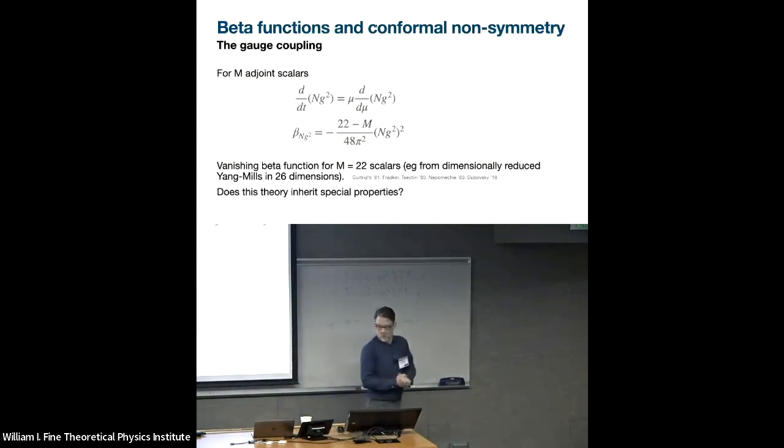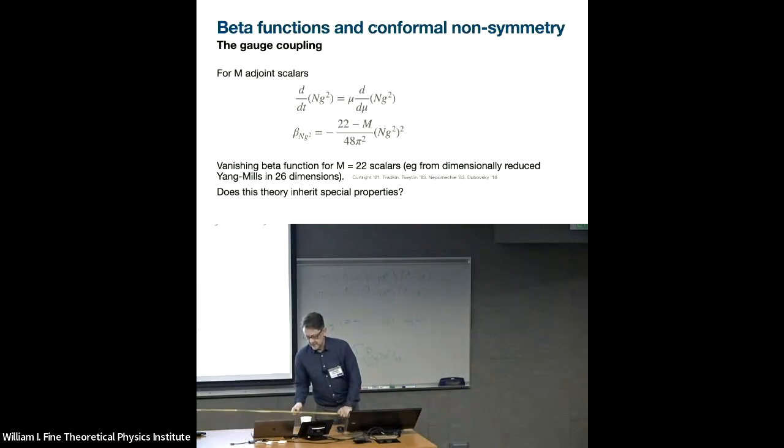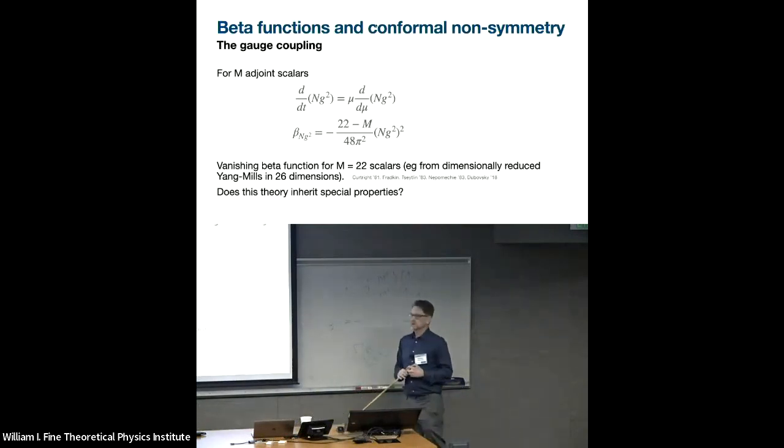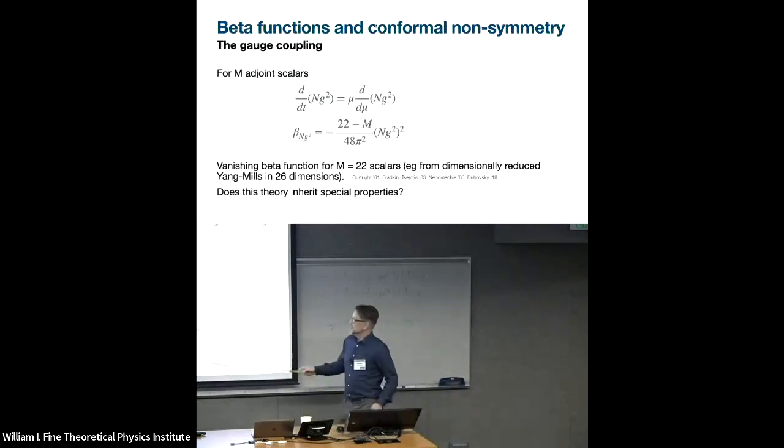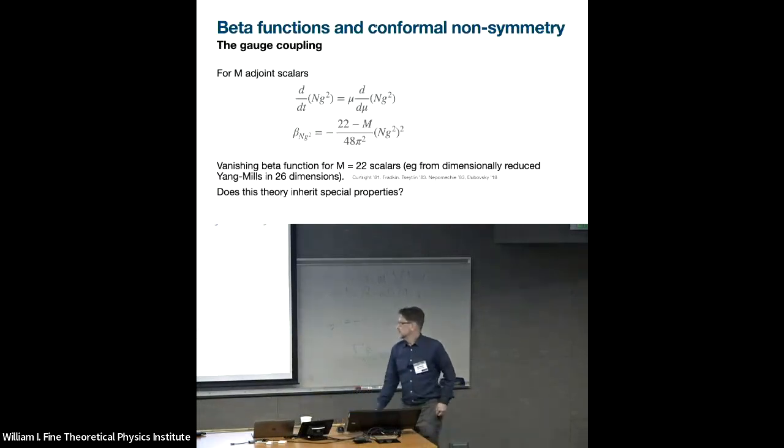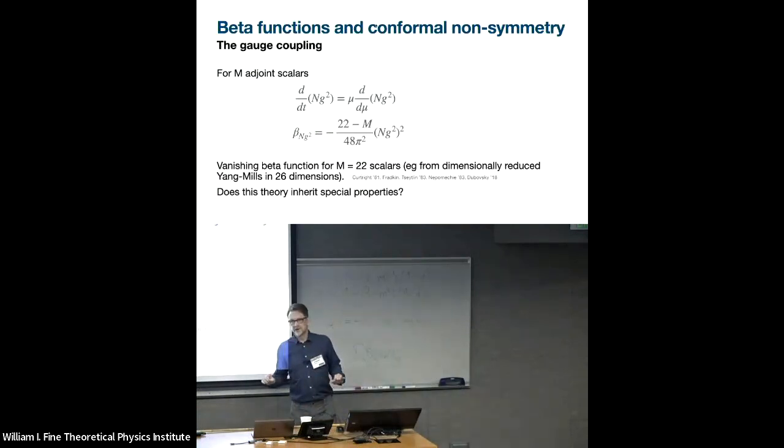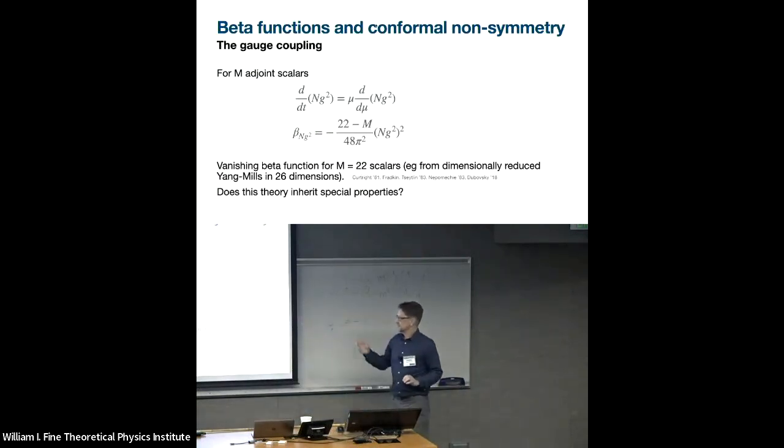Okay, what was this curious issue about scalar adjoint gauge theory? Looking at the beta function, say we have m adjoint scalars. The beta function for the Yang-Mills coupling takes that form. I've written it in a large N format because many of the things I do will be simpler and more natural in large N. This relation, of course, doesn't make much of a difference.